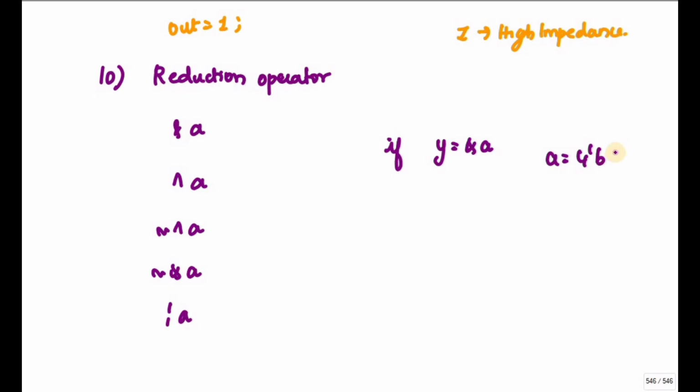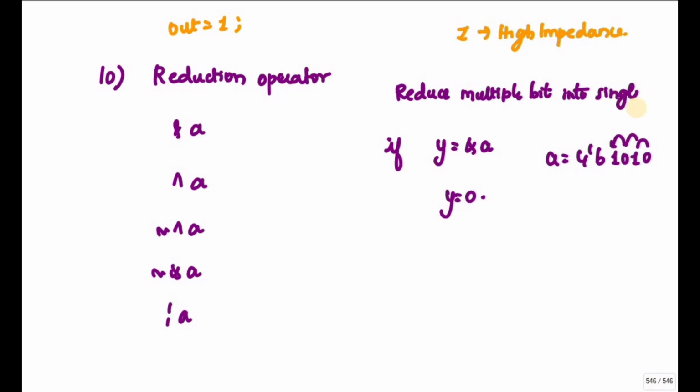So here, NOT of A will not be available. If Y is equal to AND of A, what it represents: if A is a 4-bit binary number 1010, and you perform the AND operation on the individual bits, if any input is 0, the output will be 0, right? So it reduces multiple bits into a single bit. Since A is 4-bit initially, the Y becomes a single bit. So here you don't have NOT of A. Okay.